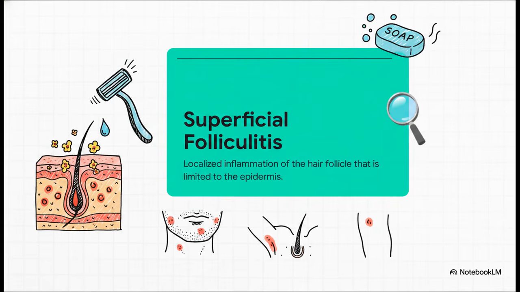Visually, you're looking at multiple tender papules and pustules popping up right at the root of the hair. You're going to see this all the time in the beard area, the axilla, or on the extremities. It's so frequently triggered by simple things like shaving, friction, or just sweating. Usually, good hygiene, some warm compresses, and antibacterial soaps will clear it up really quickly without much fuss at all.